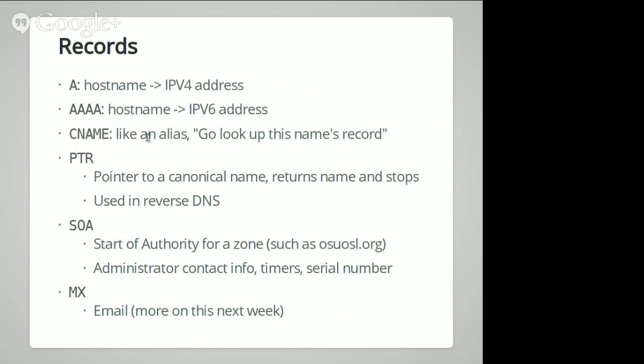Other records you might see around are SOA, Start of Authority for a zone, because each of those nodes on the tree that I showed you, like .org, osuosl.org, whatever, are zones.